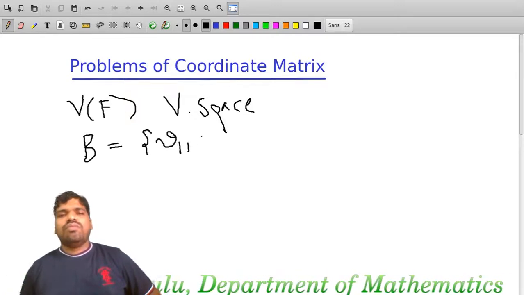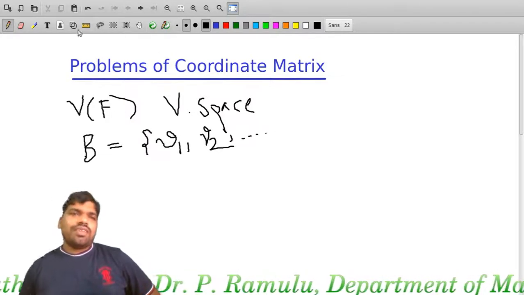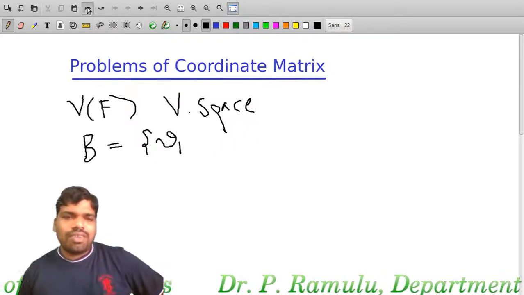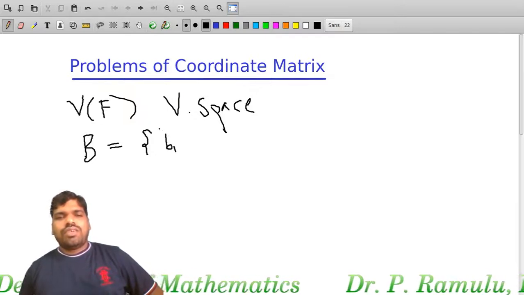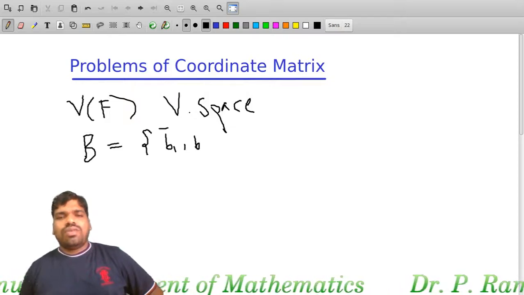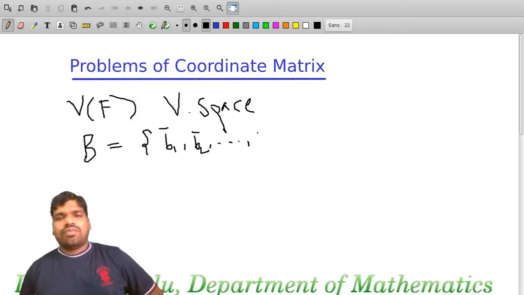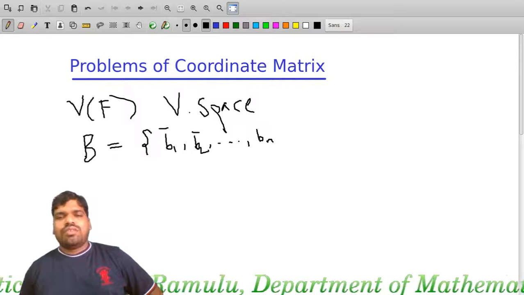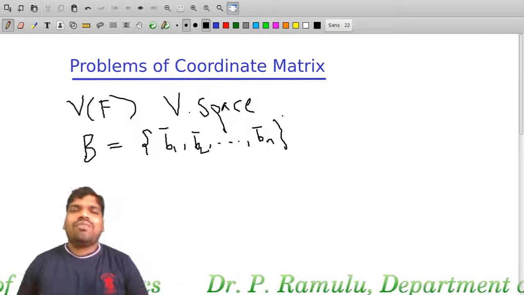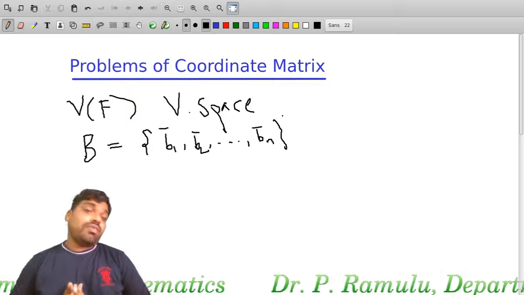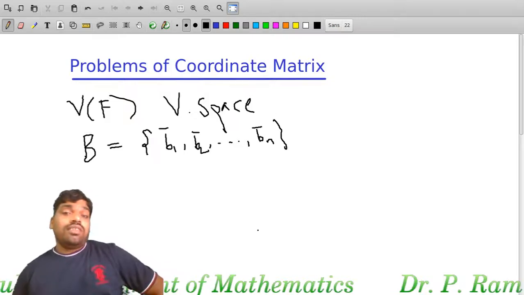So B is equal to v1, v2, and so on up to vn. In the last class I took these vectors as v1, v2, so that is why I am writing v1 here. This is a basis for the vector space V over F.